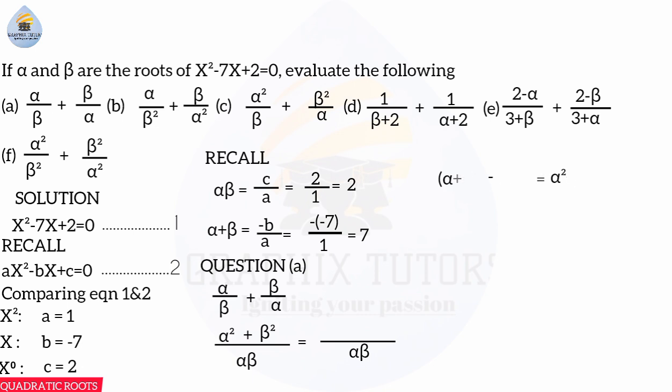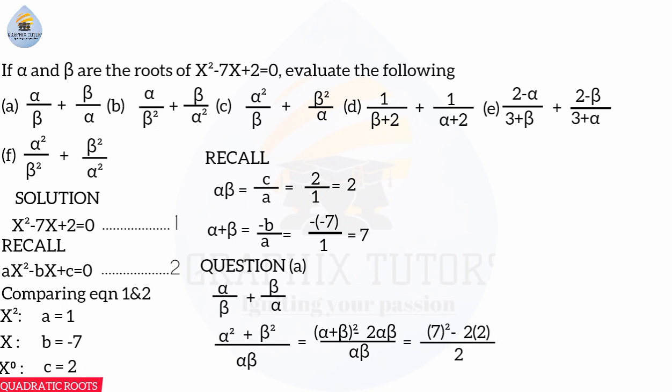So this is what I'm going to put here, right? So we'll put it in the form of alpha plus beta and alpha beta. You can see that? So from our question here, what do you have as the value of alpha plus beta? It is 7. So I'll replace alpha plus beta as 7 all square minus 2. What I have as alpha beta, I'm having what? 2. So minus 2 times 2 all over alpha beta, which is 2.